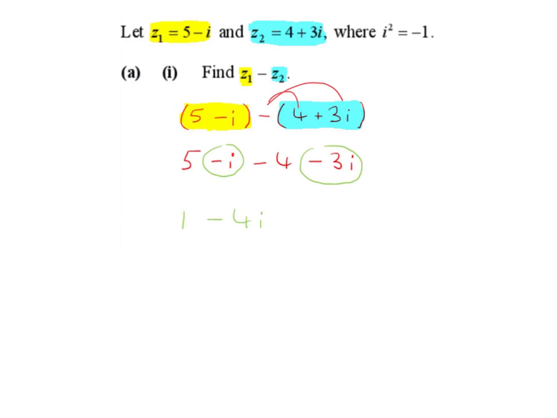Then we just have to simplify. We put our real numbers together first, because in z1 and z2 the real part, the 5 and the 4, came first, and the imaginary part, the minus i and the plus 3i, came second. So 5 minus 4 is 1, so our real part is 1. And minus i minus 3i is the same as minus 1i minus 3i, which is minus 4i. So we get 1 minus 4i.